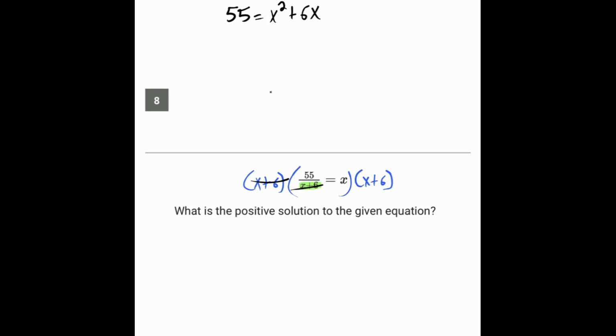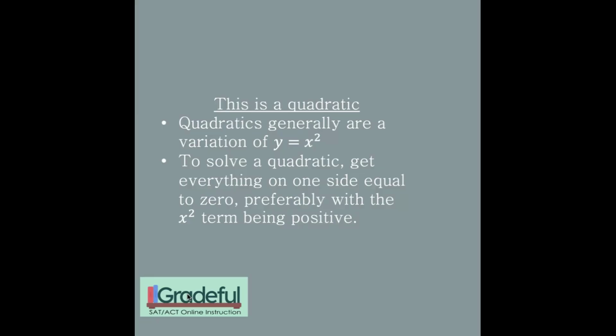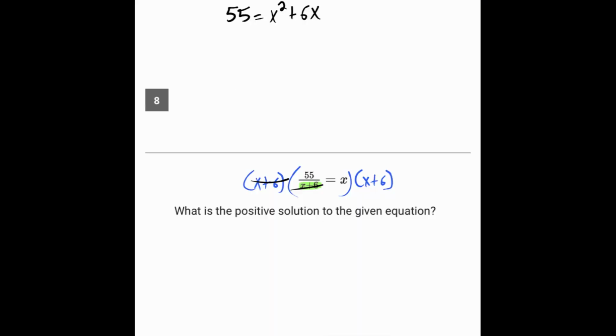And now we have a quadratic situation. Quadratics are where you have x squared. And when we say to ourselves, this is a quadratic, that's our reminder that we should get everything on one side equal to 0, preferably with the x squared term being positive. So let's go ahead and try that. All we have to do really is subtract 55 from both sides. 0 equals x squared plus 6x minus 55.